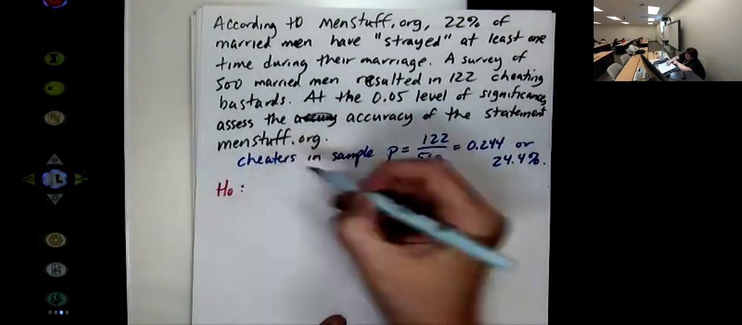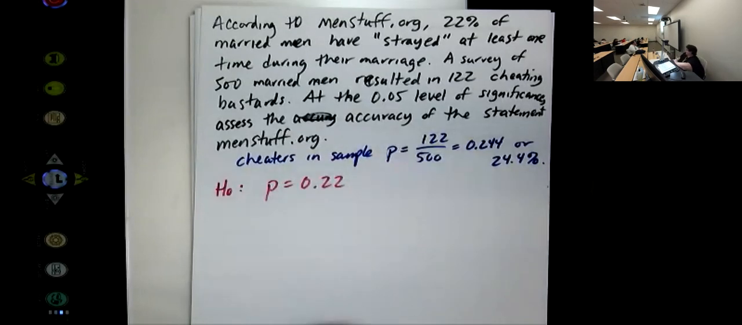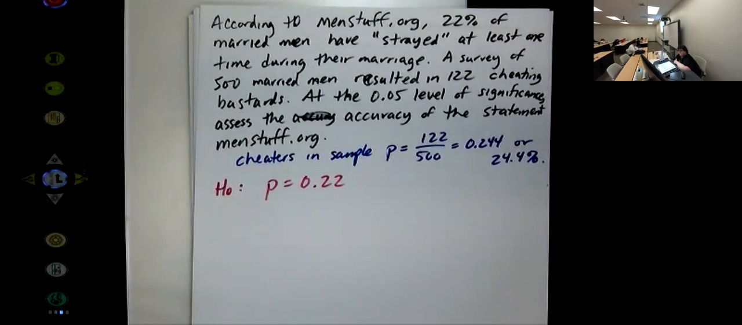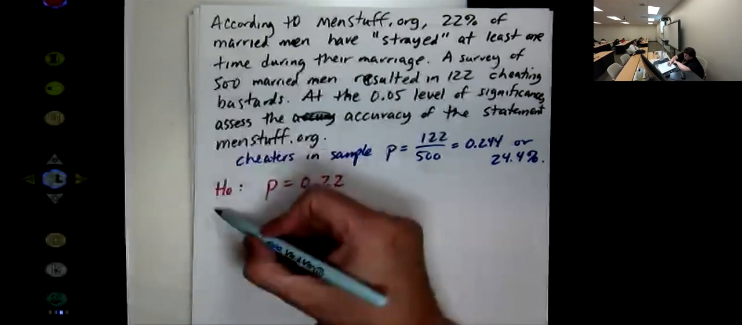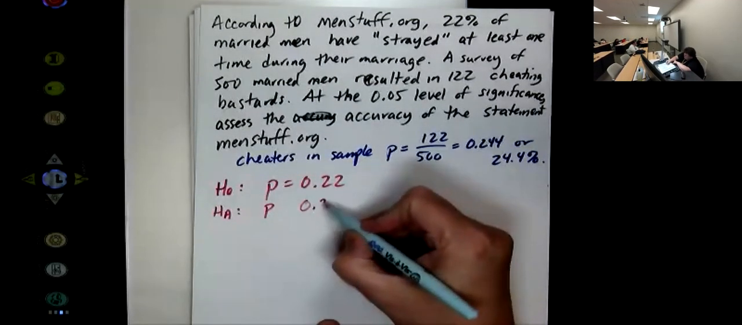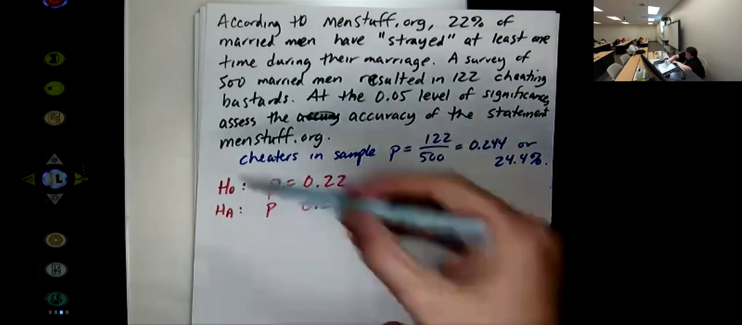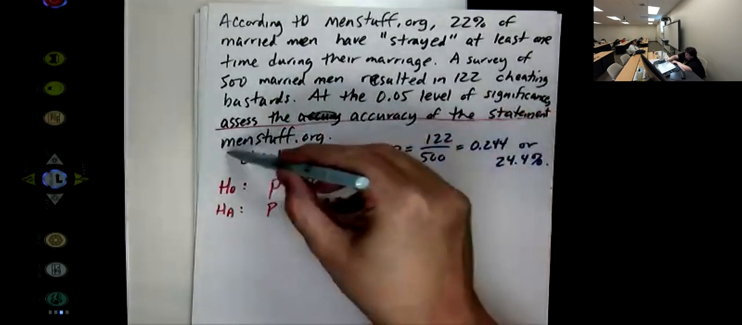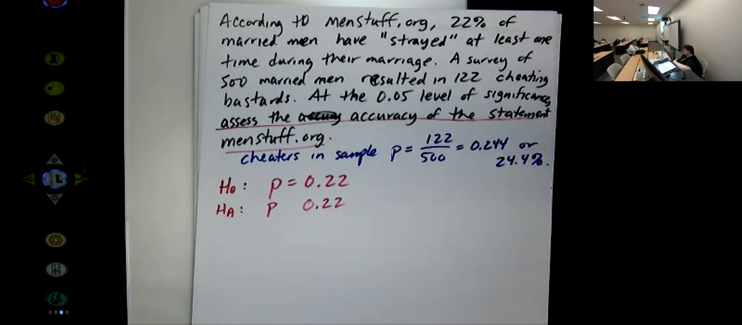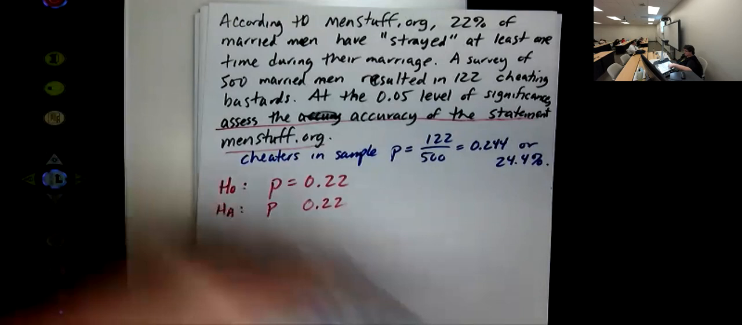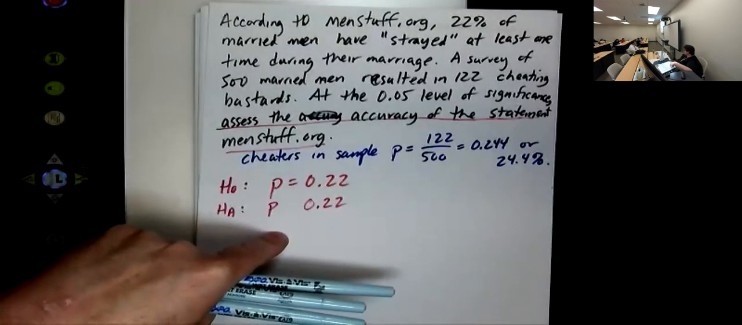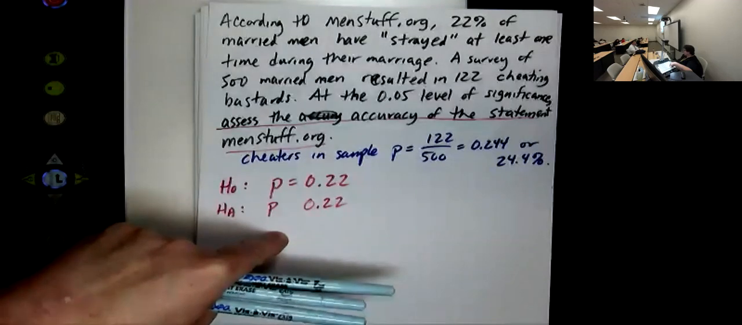They are saying that the proportion is 22%. And as a decimal, that's 0.22. Now, I know HA has got to have a P, and it's got to have the 0.22, because that stays the same. I need to figure out what symbol to put in here. What they said was assess the accuracy. We want to do the other part. So if they're inaccurate, what symbol could I use here?